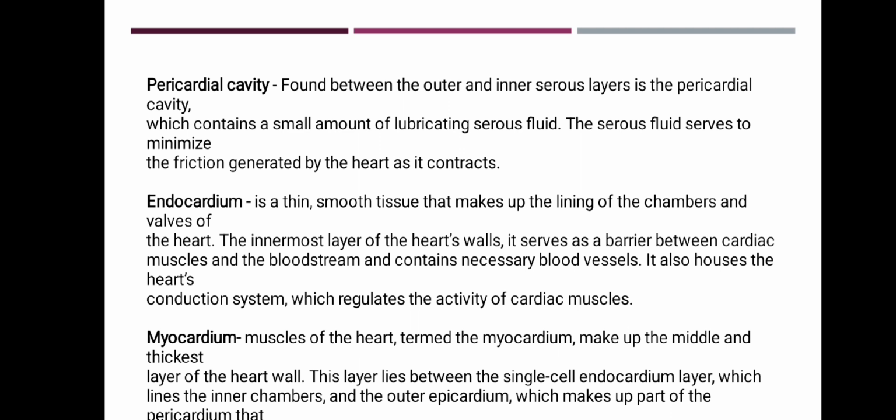Myocardium. The muscle of the heart, termed the myocardium, makes up the middle and thickest layer of the heart wall. This layer lies between the single-cell endocardium layer, which lines the inner chambers, and the outer epicardium, which makes up part of the pericardium that surrounds and protects the heart.